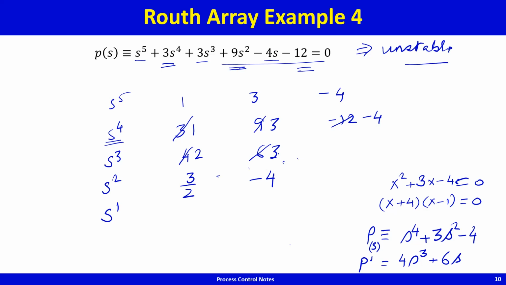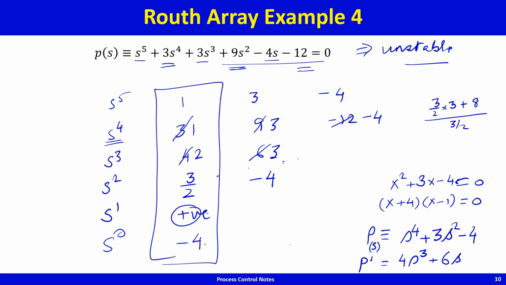How much is that? 3 by 2 into 3 minus 2 into minus 4, so that's plus 8, divided by 3 by 2. Now calculate this. It's really not important because this is going to be a positive number, and then this one is going to be this times this minus s, so this is going to be minus 4.